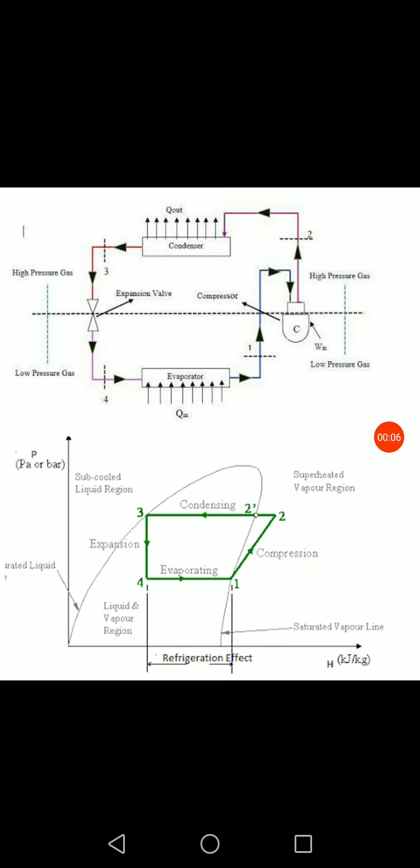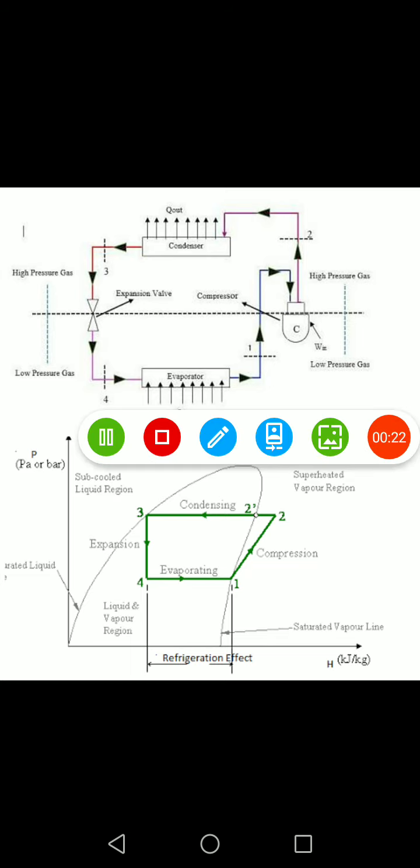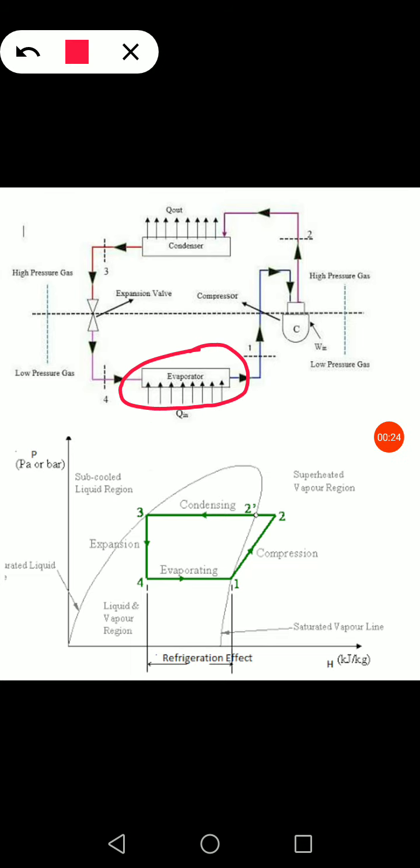In today's lecture we are going to study about vapor compression refrigeration system. Vapor compression refrigeration system is basically used in refrigerator and air conditioner for the purpose of achieving the refrigeration effect. So a vapor compression refrigeration system basically consists of four parts: evaporator, compressor, condenser and expansion device. So we will study one by one.